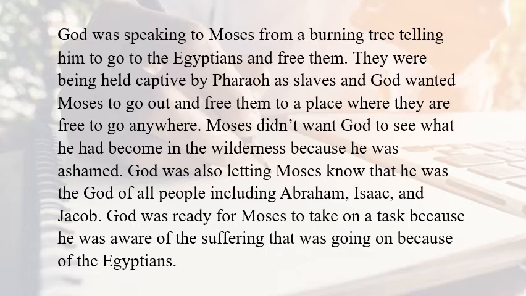Moses didn't want God to see what he had become in the wilderness because he was ashamed. God was also letting Moses know he was the God of all people, including Abraham, Isaac, and Jacob. God was ready for Moses to take on a task. He's aware of the suffering that was going on because of the Egyptians. So we talked about some of the issues. What are some of the issues?